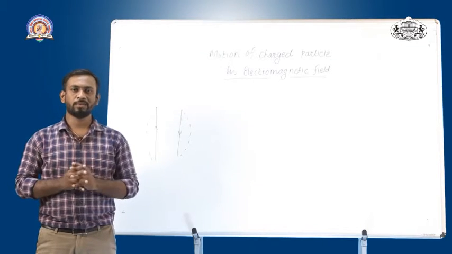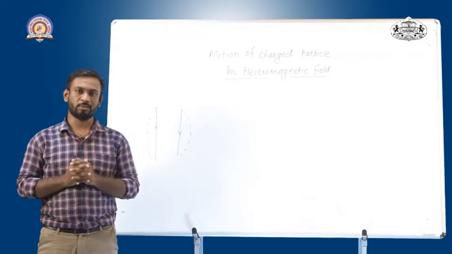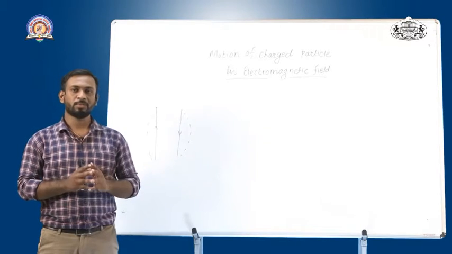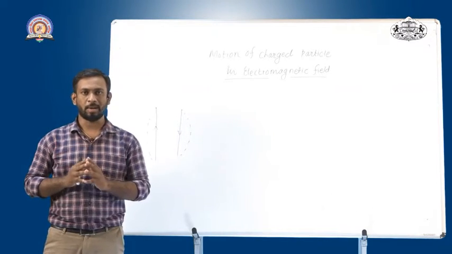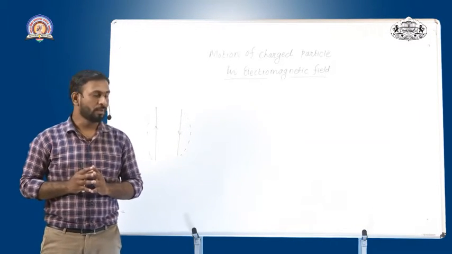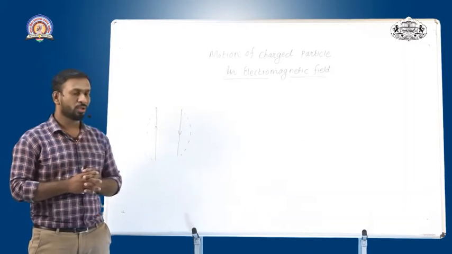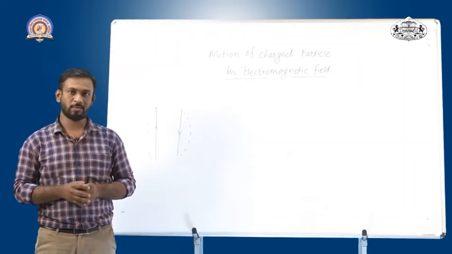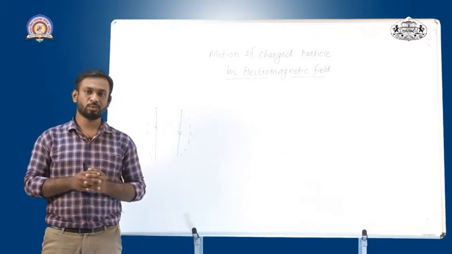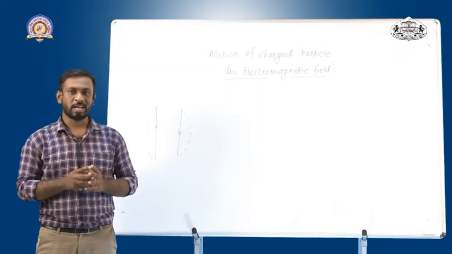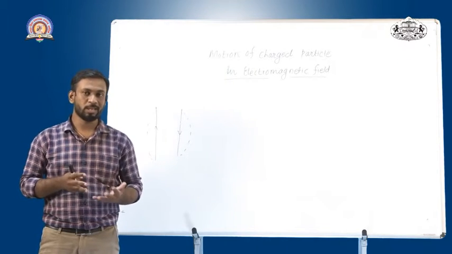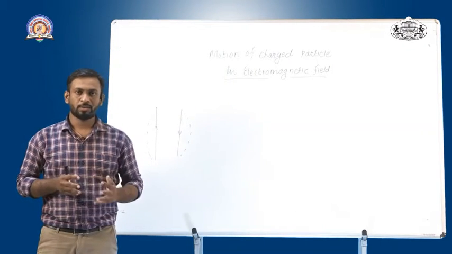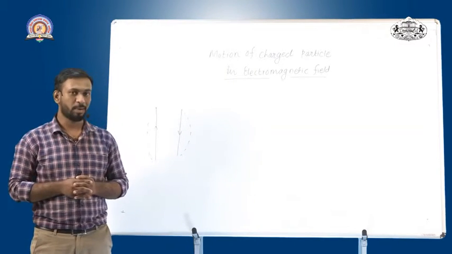So this is all about magnetostatics as well as electrostatics. With the help of these two concepts, we have to look at the motion of a charged particle in an electric field, the motion of a charged particle in a magnetic field, and if we apply both fields together to the charged particle, what will its behavior be?